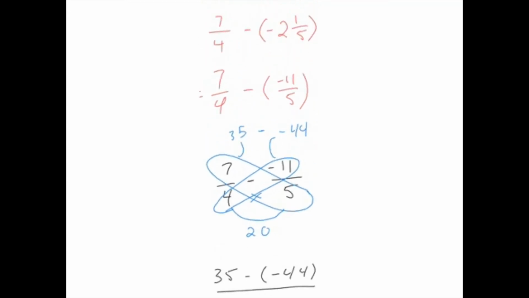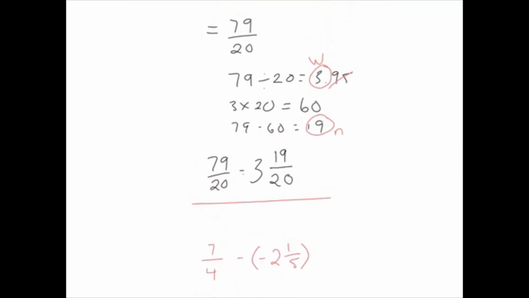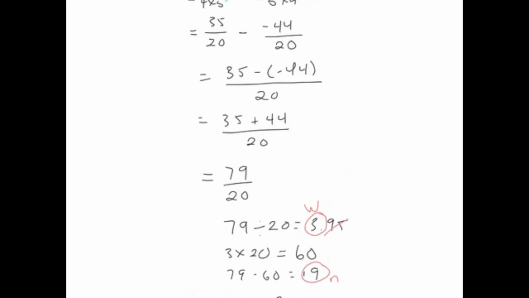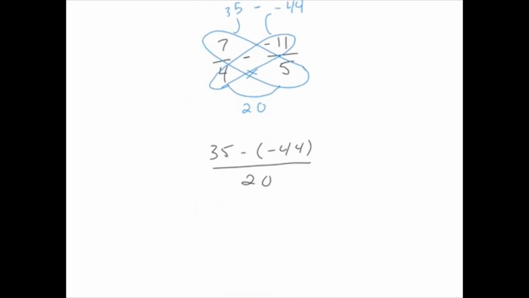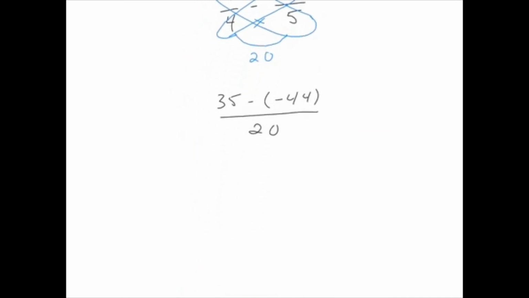And if we take a look up here for a second, we will see that that looks the same as what we got here when we used our lowest common multiple. So we'll scroll back down here and we'll continue to solve the problem. So 35 subtract negative 44 is the same as 35 plus 44 over 20, and we know that that is 79 over 20.